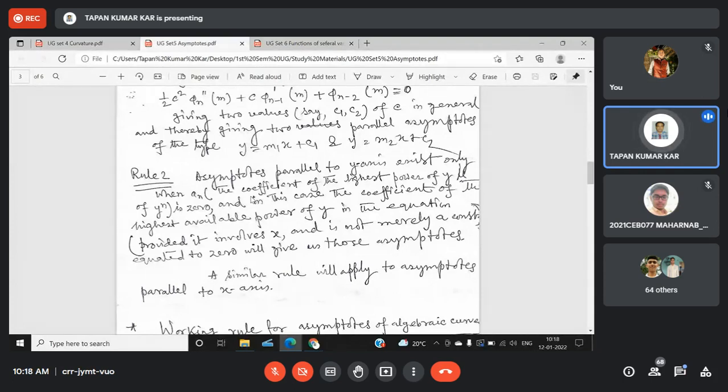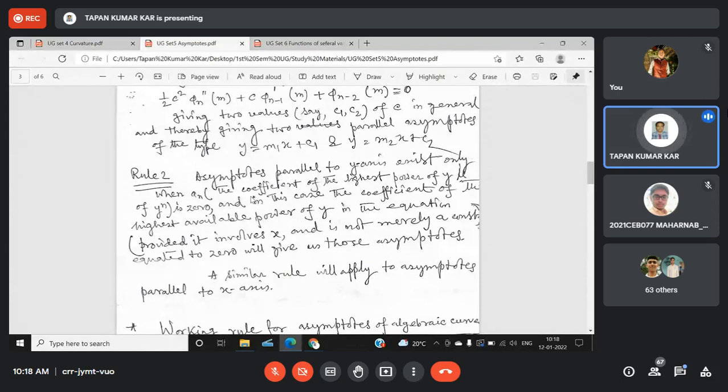And how will you obtain these asymptotes parallel to the y-axis and x-axis? For the y-axis, you have to find the highest available power of y. Suppose y square is present there. This is the highest power. Then take the coefficient of y square and set it equal to 0.